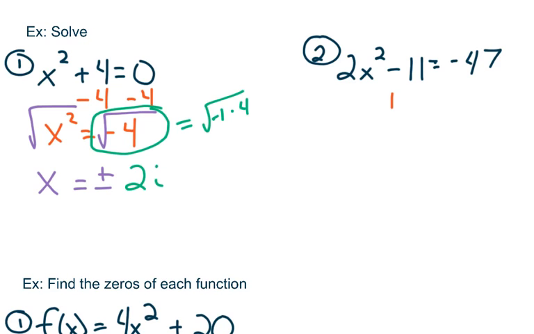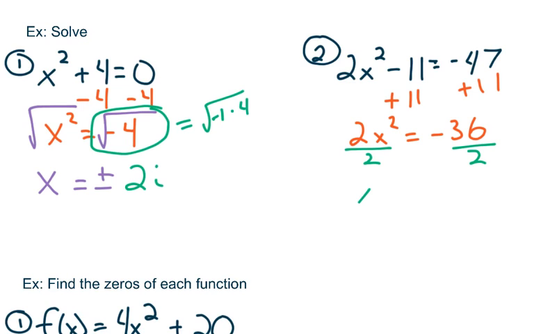Again, we want to get x squared by itself, so we'll add 11 to both sides. That gives me 2x squared is equal to, let's see, negative 47 plus 11. That would be negative 36. Then we have to get rid of the 2 by dividing both sides by 2. So x squared is equal to negative 18. And then we can go from there.